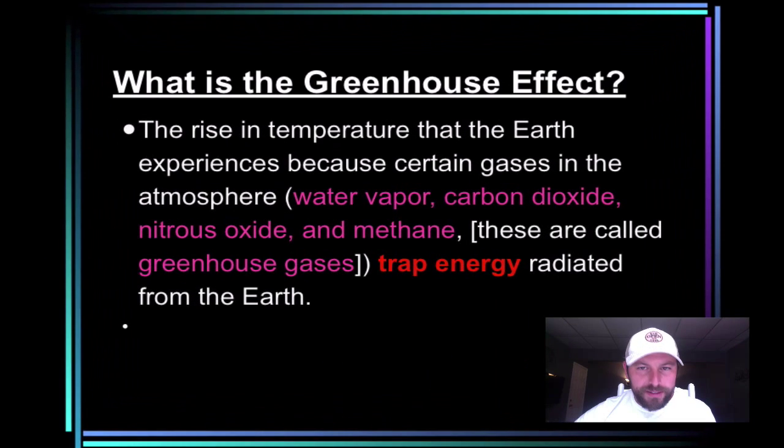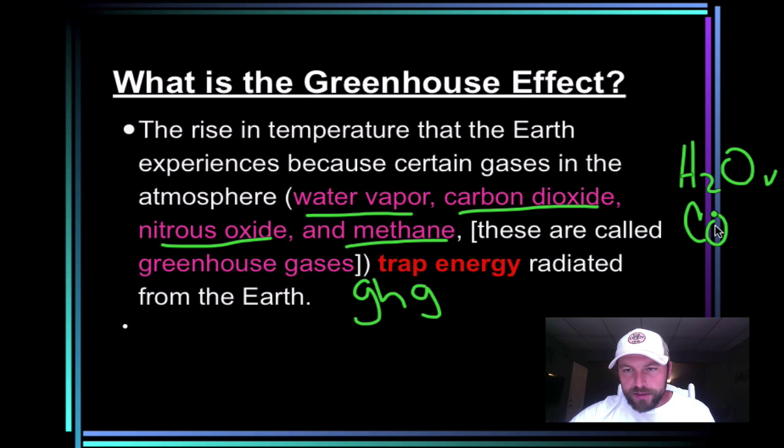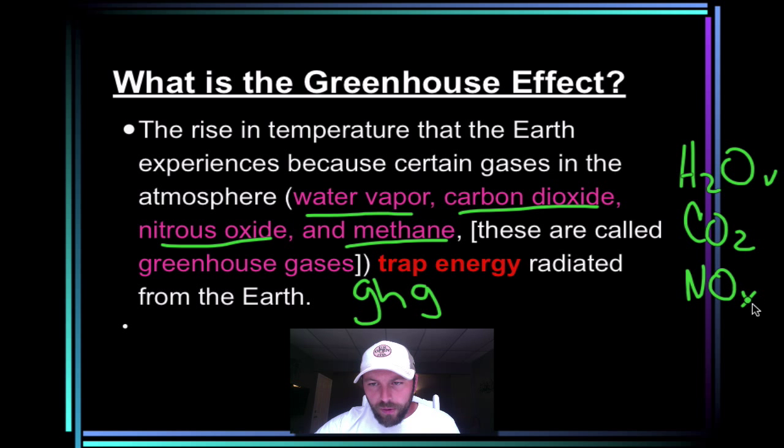So the greenhouse effect for Earth is a rise in temperature that is experienced because certain gases in our atmosphere, and these are important to know: water vapor, carbon dioxide, nitrous oxide, and methane. These greenhouse gases, or GHG, they trap energy that was radiated out from the Earth. Water vapor, H2O, vapor, carbon dioxide, CO2. Nitrous oxide, sometimes we'll also see it as NOx. There's different forms, other nitrogen compounds besides nitrous oxide that act as greenhouse gases, and methane, CH4.